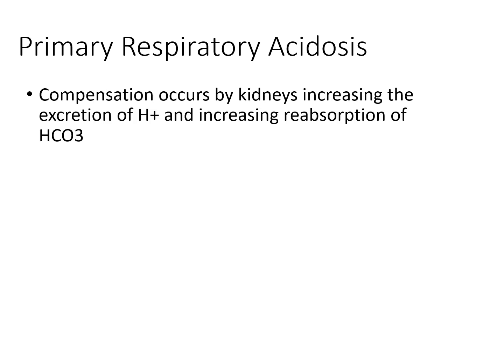For compensation in primary respiratory acidosis, the kidneys will compensate by increasing the excretion of hydrogen ions, which is an acid, and by increasing the reabsorption of bicarbonate, which is a base. So this renal compensation helps to buffer the excess carbon dioxide and restore acid-base balance over time.